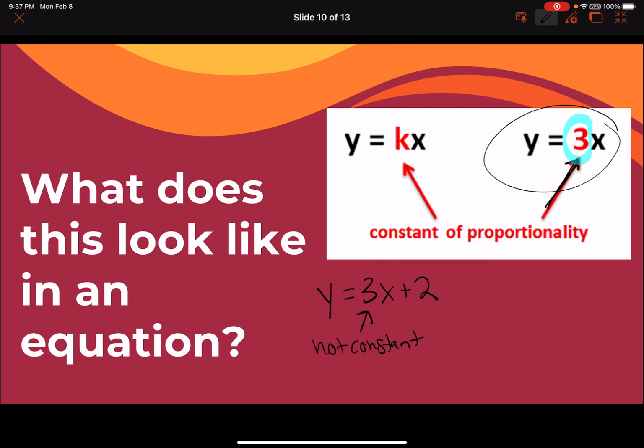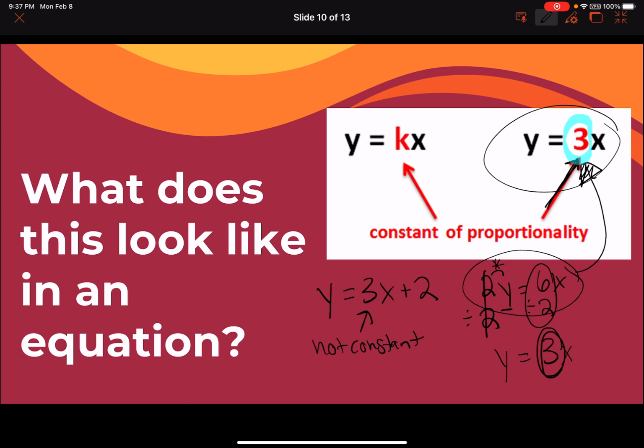Another thing to note, if we have something like this, where we have 2y = 6x, we can easily change this into this form. We just need to get y by itself. Y is currently being multiplied by 2, so we're going to do the opposite and divide by 2. That equals 1, so we just get y. We have to divide the other side by 2. And 6 divided by 2 is 3, so we get 3x, therefore meaning our constant of proportionality is 3.